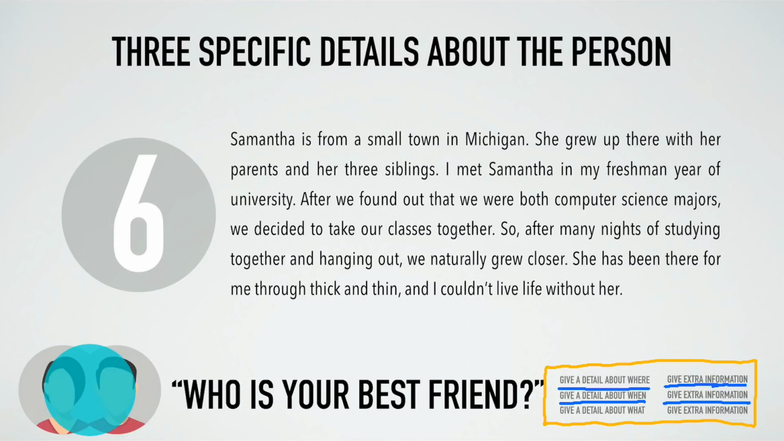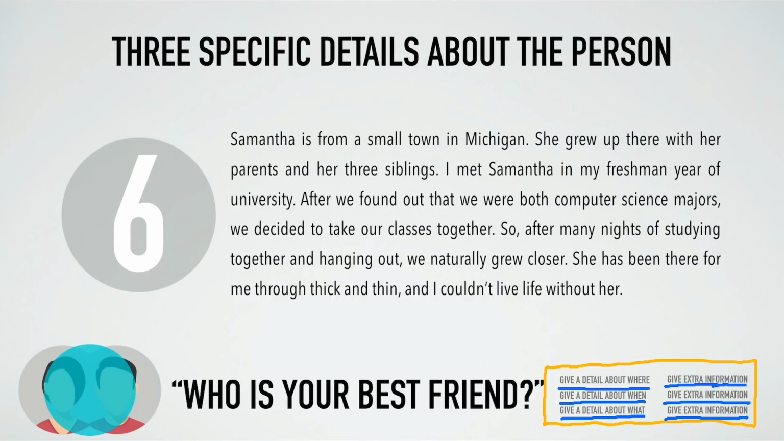So, after many nights of studying together and hanging out, we naturally grew closer. I'm giving a detail about what. She has been there for me through thick and thin, and I can't live without her. Last, I've given extra information. These are the 6 sentences for part 2 of how to give or describe a person in English. Now, let's go back and look at some specific sentence patterns, okay?